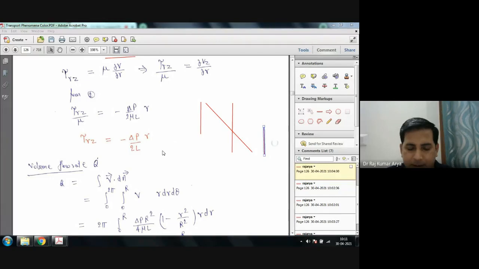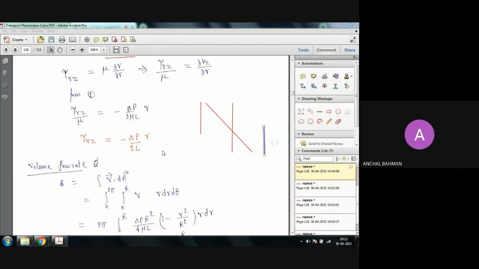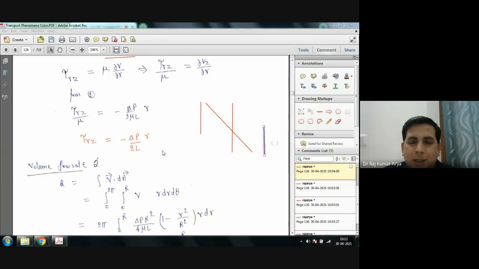because you are getting the term pi R square, right? So that would be your drag force applied by the fluid on the pipe.